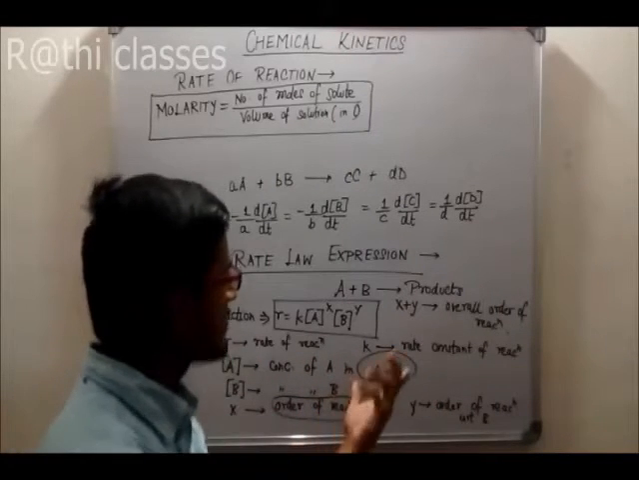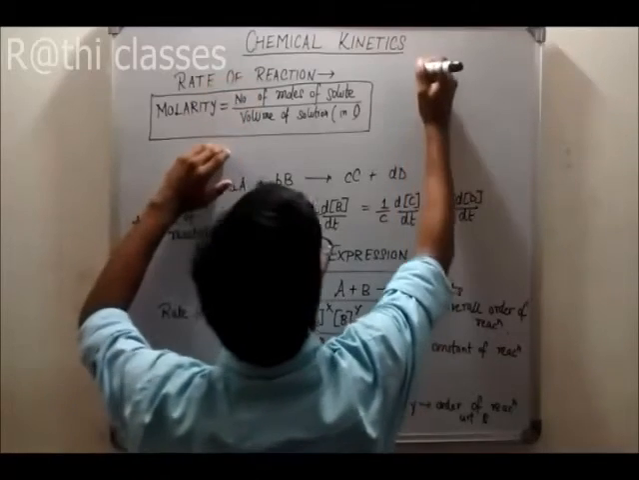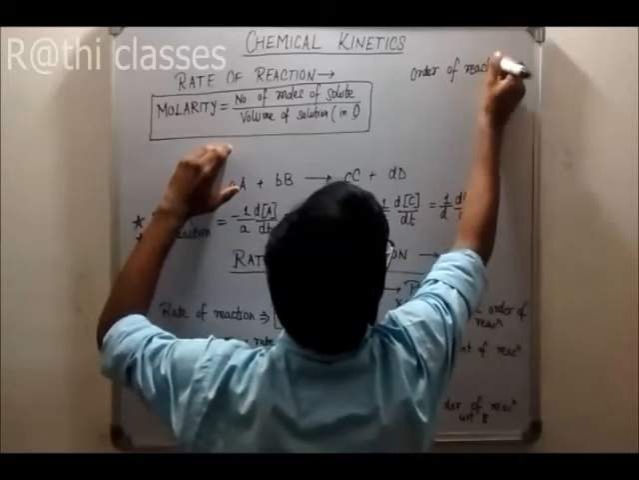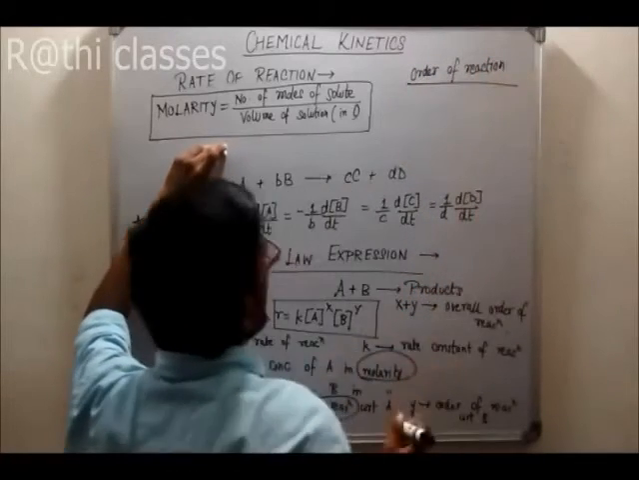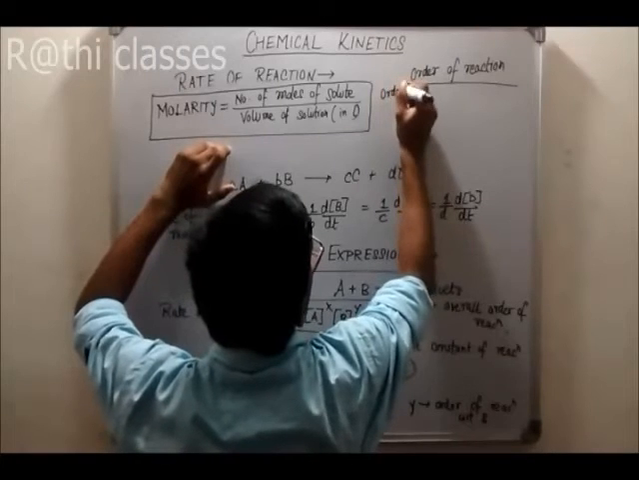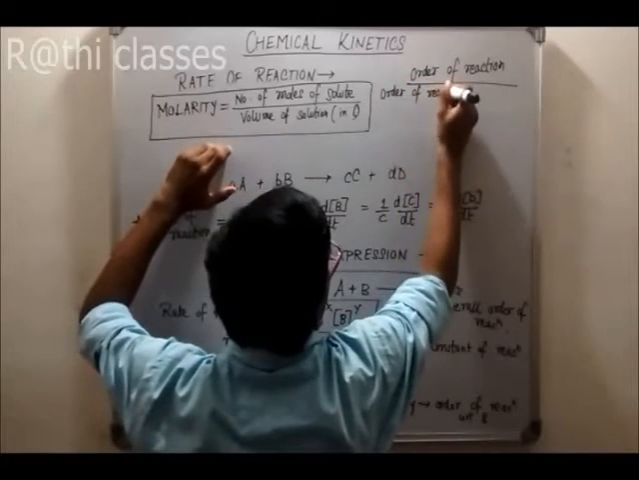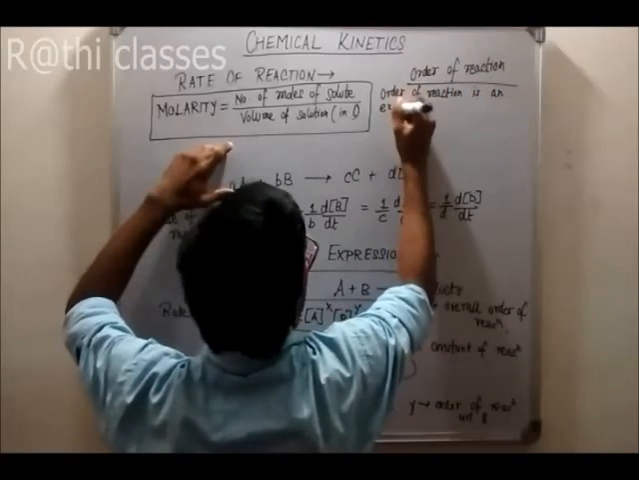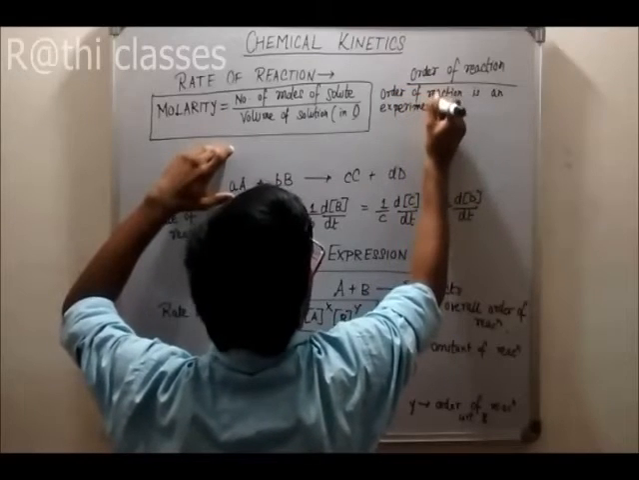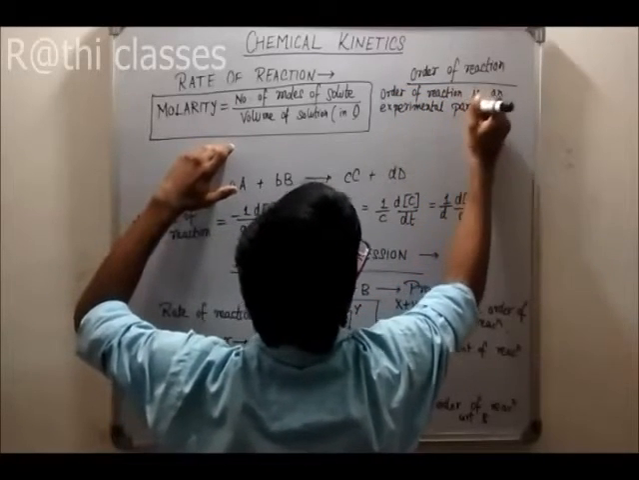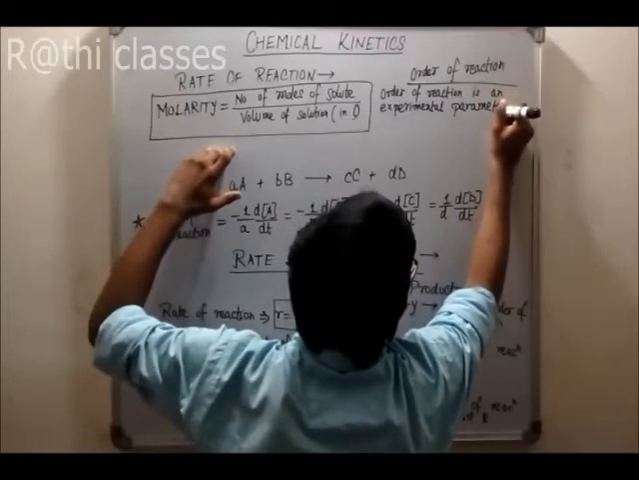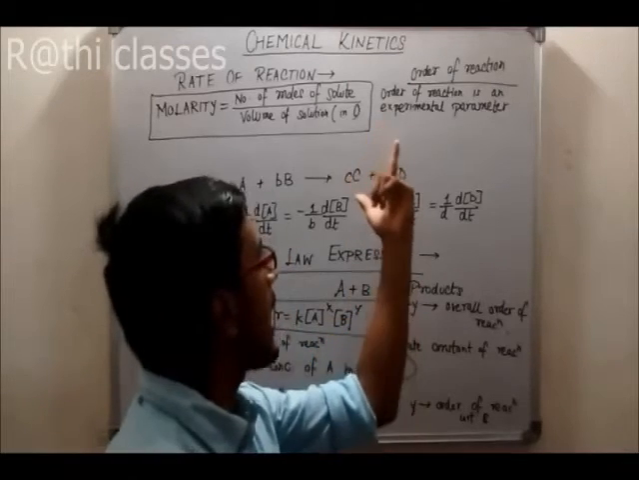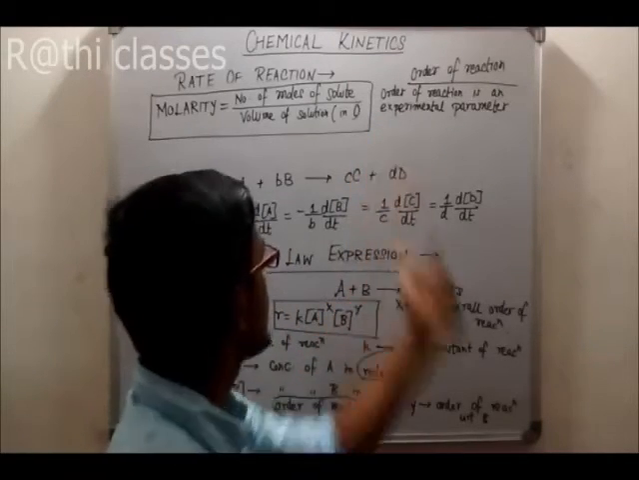And the next thing is order of reaction. What does order of reaction mean? Firstly, we should know that the order of reaction is an experimental parameter. These powers x and y we can get only by performing experiments. There is no other way to get the values of this x and y.